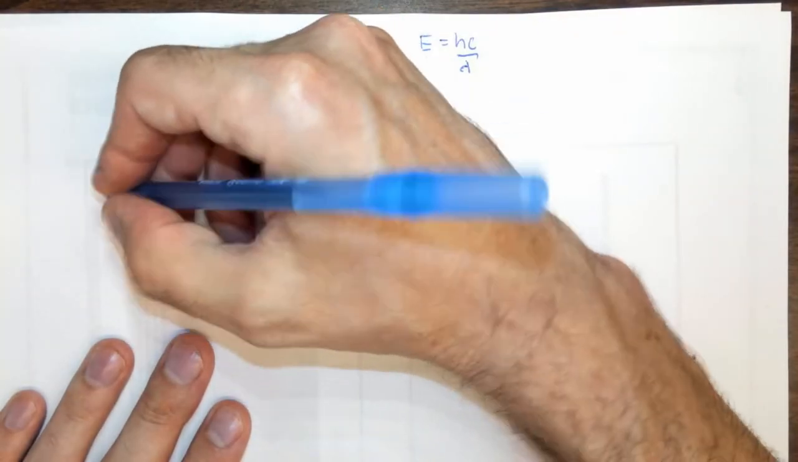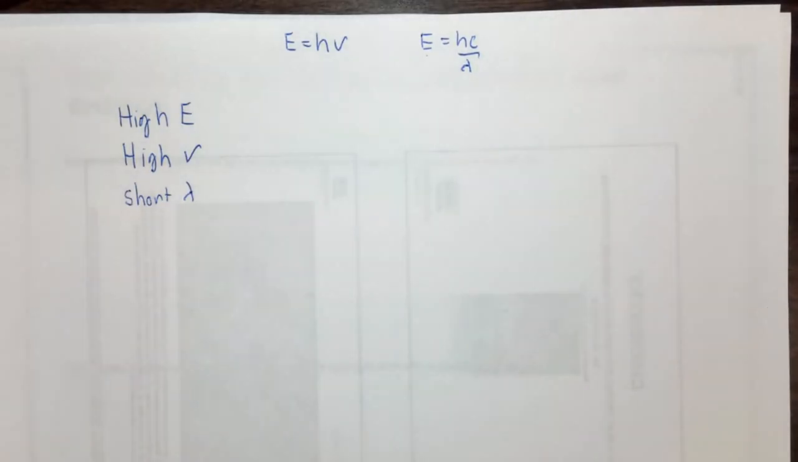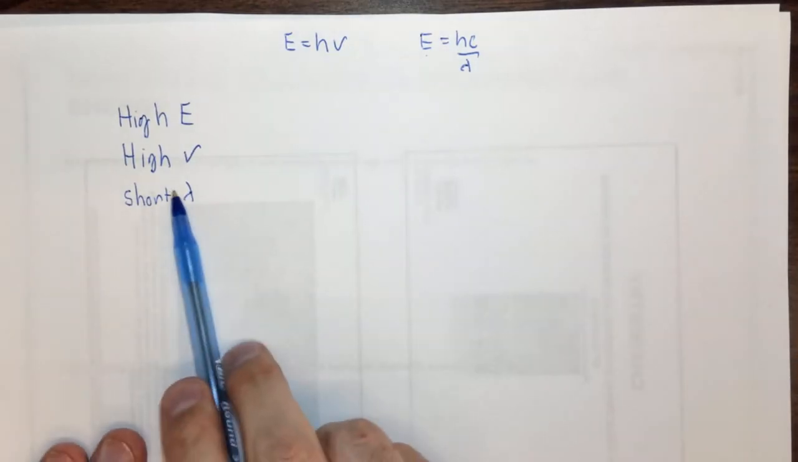So it must be what is called short, because it's a distance, wavelength. Instead of low wavelength, we call it short because it's a distance.